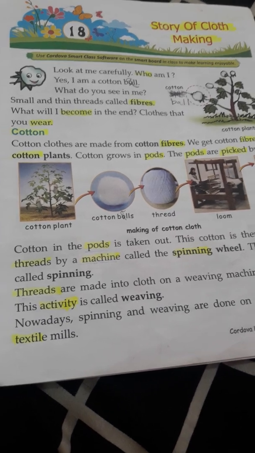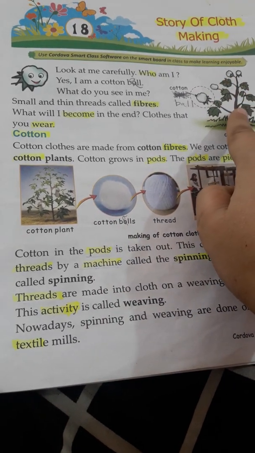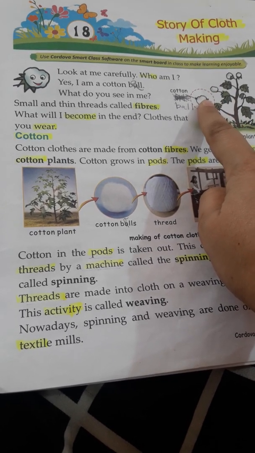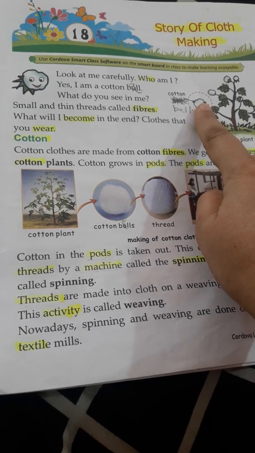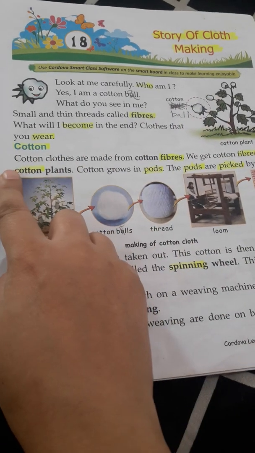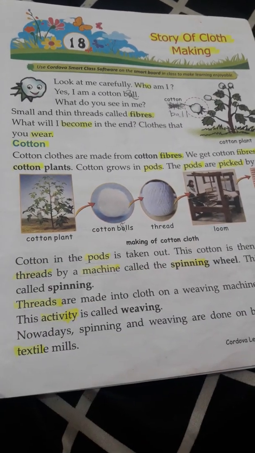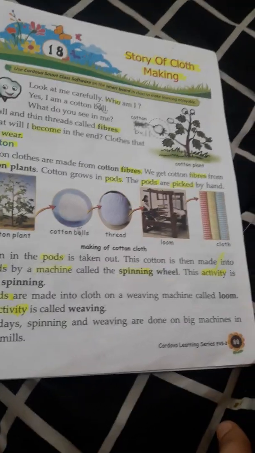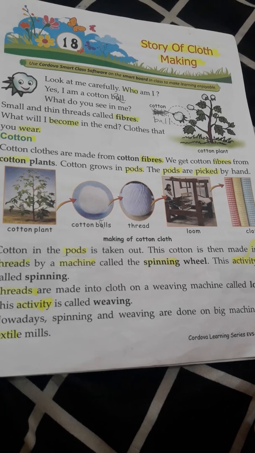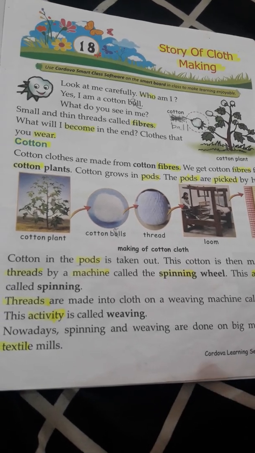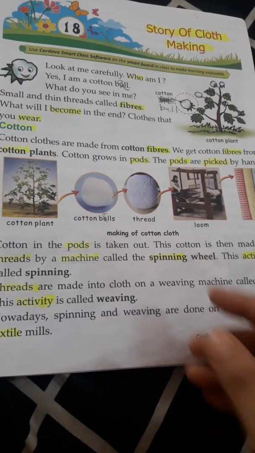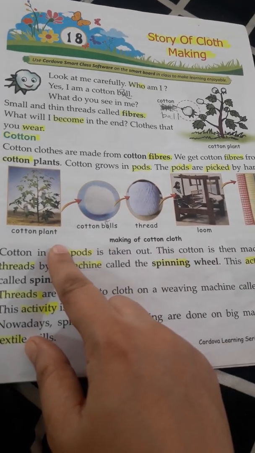Clothes that you wear. So, this is the cotton plant on which grows the cotton, and this is the cotton ball from which we make threads, which is finally made into the clothes we wear. Cotton clothes are made from cotton fibers. We get cotton fibers from cotton plants. Cotton grows into pods. The pods are picked by hands.